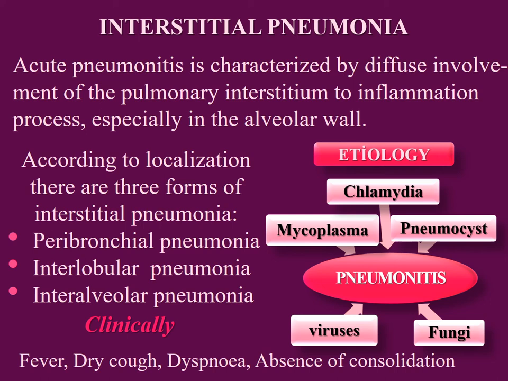Interstitial pneumonia, otherwise acute pneumonitis, is a rare condition. The disorder is characterized by diffuse involvement of the pulmonary interstitium by the inflammation process, especially in the alveolar wall. Usually, interstitial pneumonia is caused by viruses, putrefactive bacteria, fungi, mycoplasma, pneumocystis, and maybe chlamydia. Pneumocystic pneumonia occurs in individuals with weakened immune systems due to cancer, AIDS, or organ transplantation.